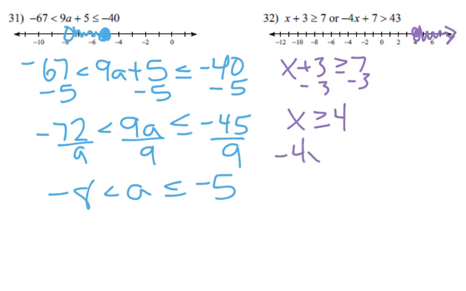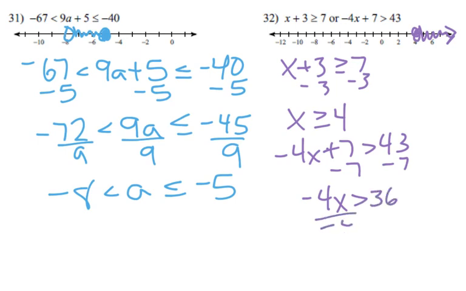Then negative 4x plus 7 is greater than 43. So we subtract 7 from both sides. Negative 4x is greater than 36. Divide by negative 4. Because we divided by a negative, x is now less than instead of greater than, because we flip our inequality. 36 divided by negative 4 is negative 9. So negative 9, a hollow circle, x is less than, so we shade to the left.